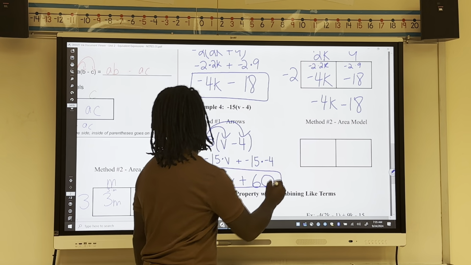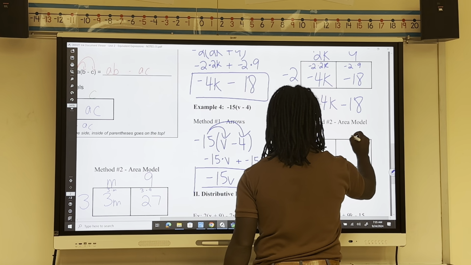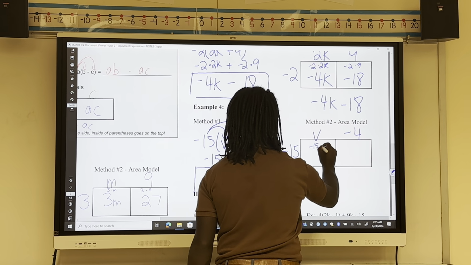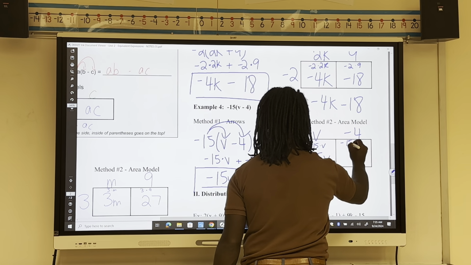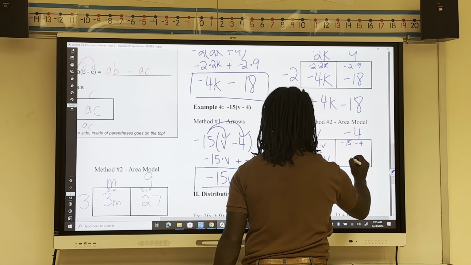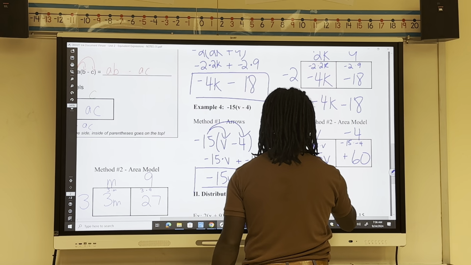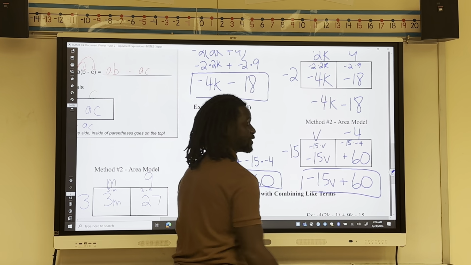And that's our answer. Last one, using our area model, -4. So we got -15 times V, and that gives me -15V. Then we got -15 times -4. That gives me a +60. And so it is -15V plus 60. All right. And so there you go.